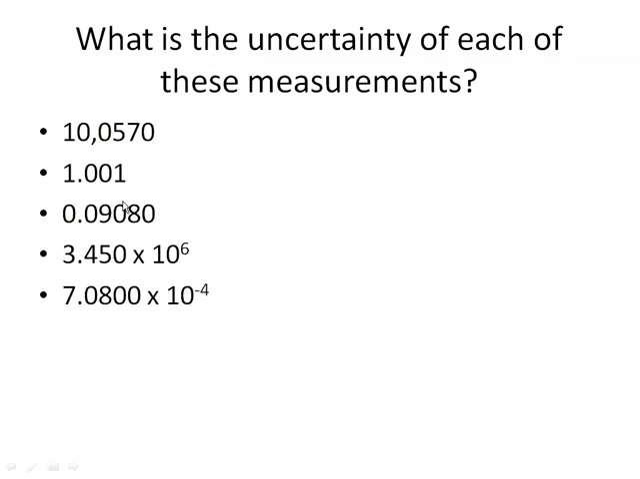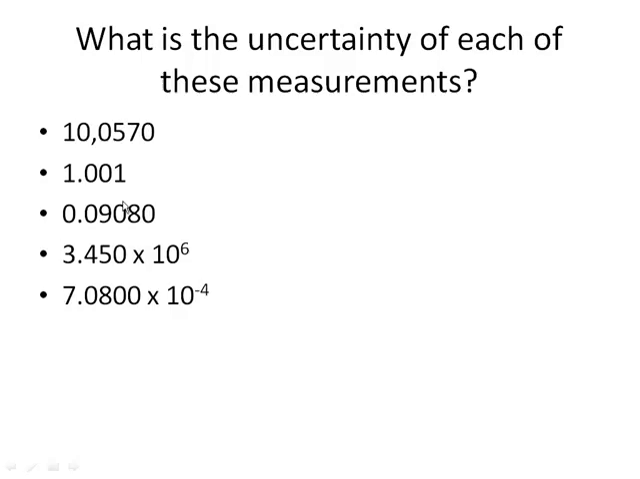We might also be asked to answer what's the uncertainty of each of these measurements. And keep in mind, where is the uncertainty found in a measurement? It's found in the last significant digit, where we guessed. So when we look at these numbers, now we need to figure out which is the last significant digit and translate that information into an uncertainty.